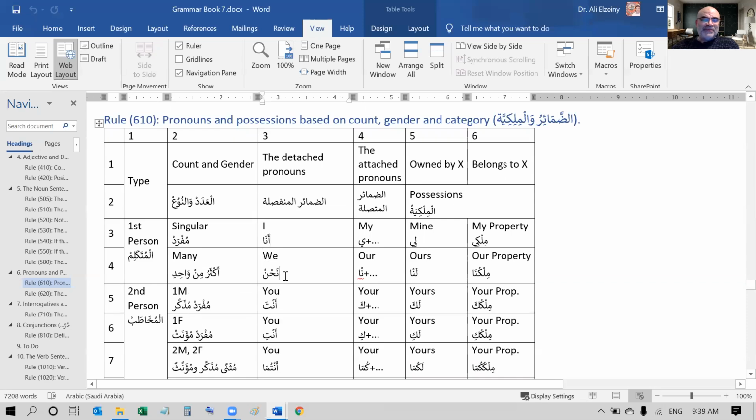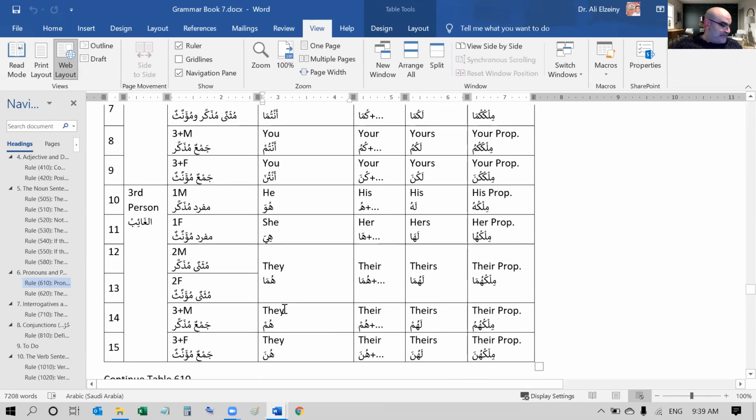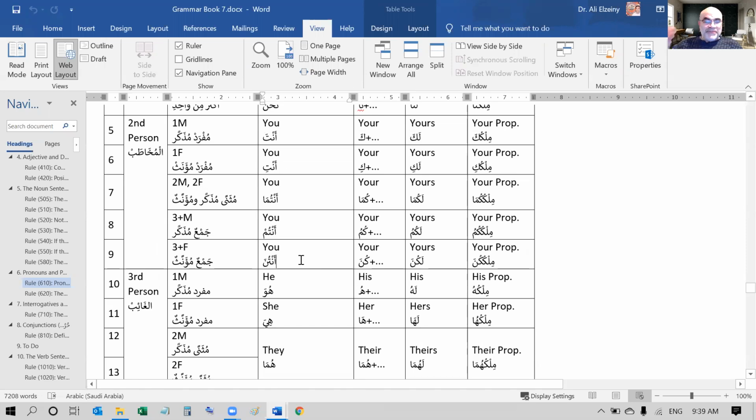For the second person: anta, you, for one male. For one female, anti. For two male or two female, antuma. For 3 plus male is antum. For 3 plus female is antunna. You see? So we can use these tables to do the homework.